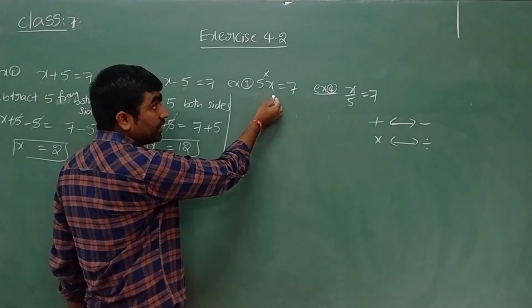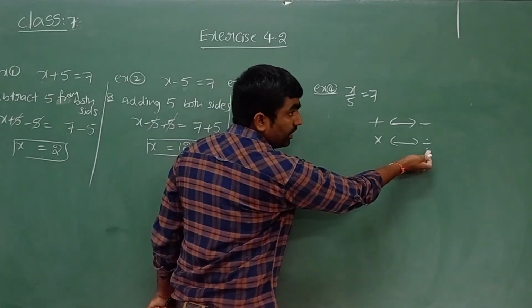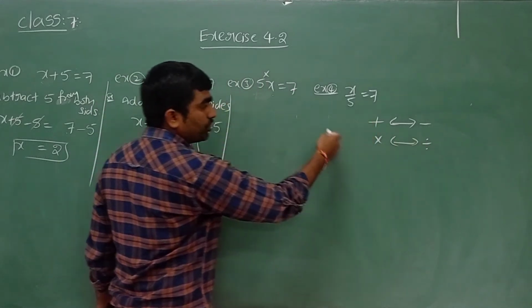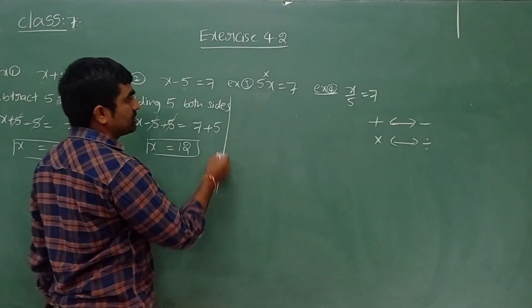How can I make x separate? We have to remove this into 5. How can I remove this into 5? By dividing. Division there means into. Into means division. So to remove this into 5, we can divide by 5 on both sides.